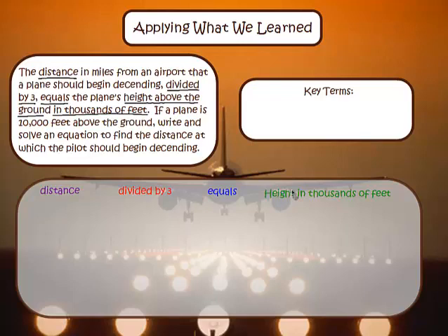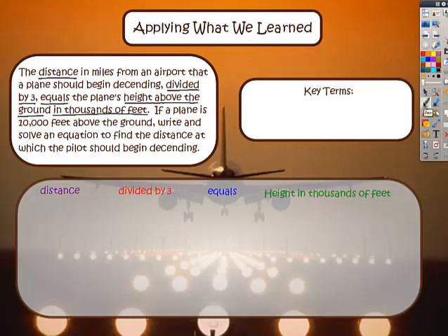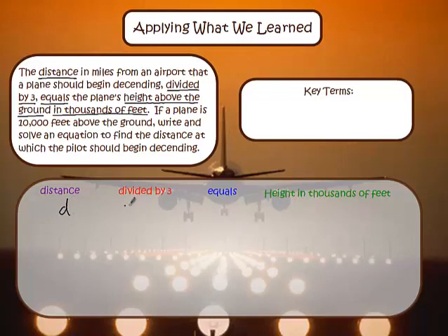So let's see. So distance, we can call distance d, simply for distance. So distance divided by 3 equals height in thousands of feet. This says if a plane is 10,000 feet. So if I'm looking at height in thousands of feet, it would be 10, because that's how many thousands of feet we have. So let me write this a little bit nicer. So I have d divided by 3 equals 10.